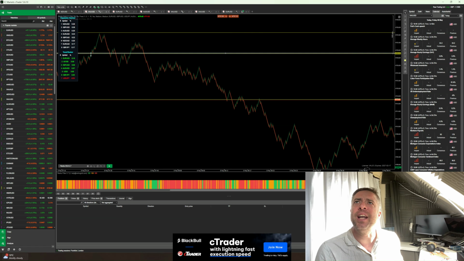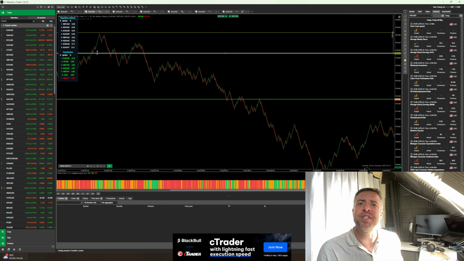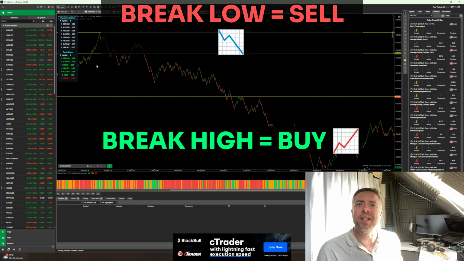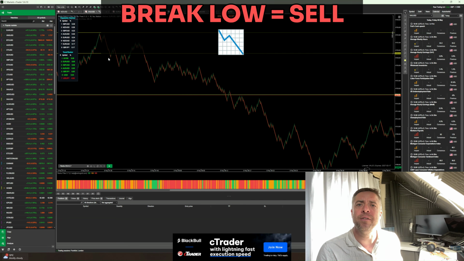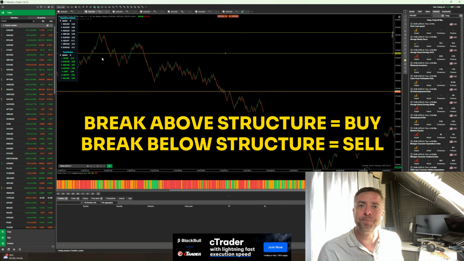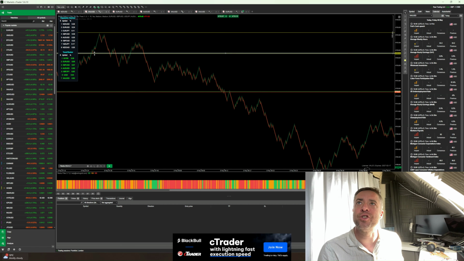Now you've got your high and your low. The entry is very simple. If price breaks above the high, you look for a buy. And if price breaks below the latest valid low, like it does here, you're looking for a sell. Break above structure equals buy. Break below structure equals sell. And then after the trade triggers, you update the structure.